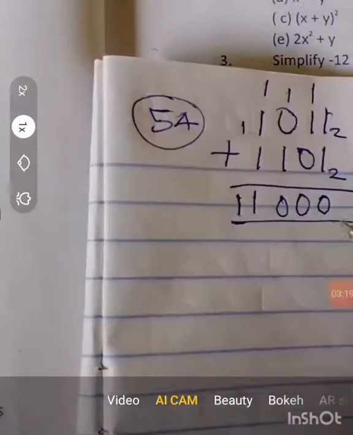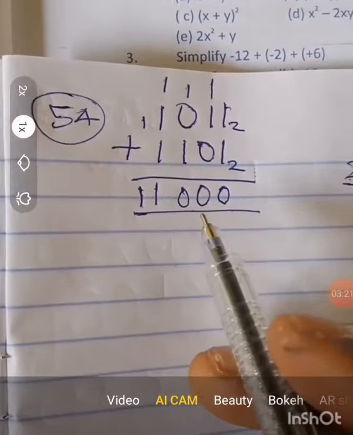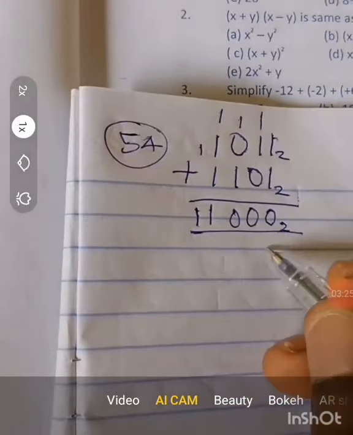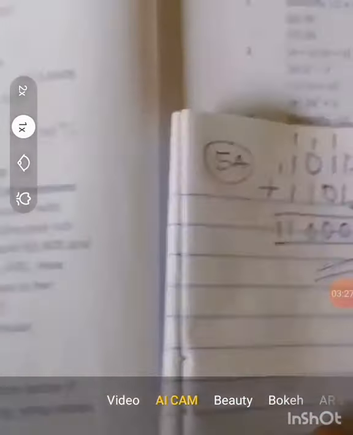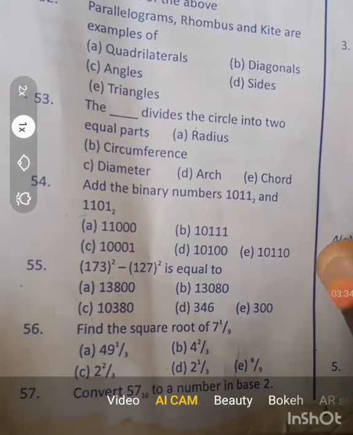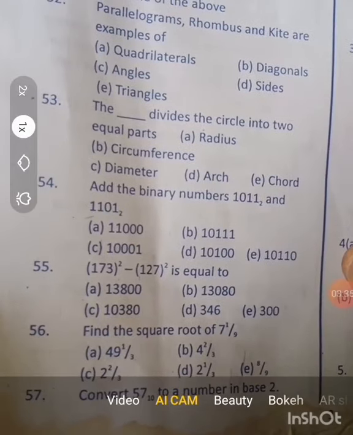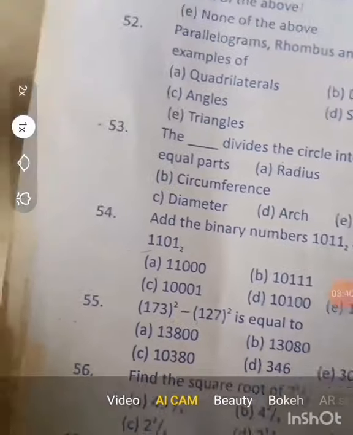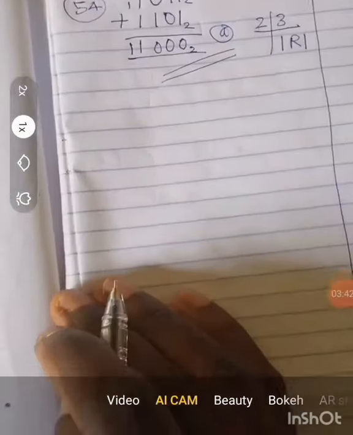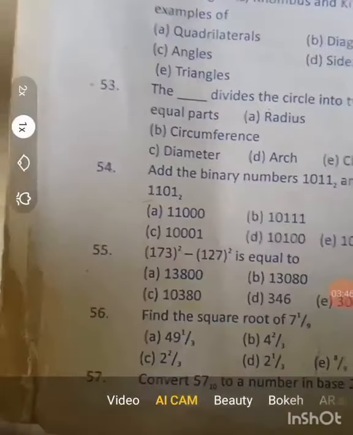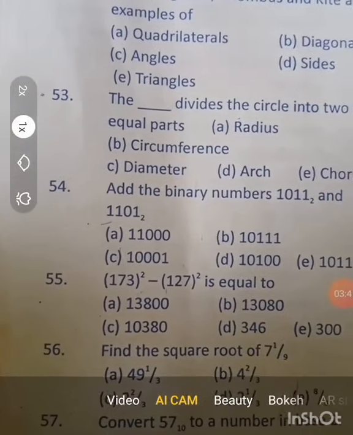So our answer becomes 111000 in base 2. That is our answer. Now if you check the options to that particular question, you have the correct option there to be A. Have you seen that now? We have A. Now the next question is question 55.